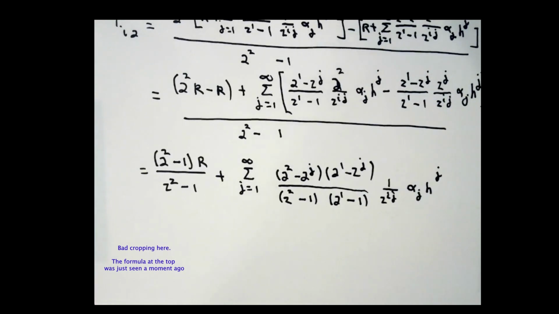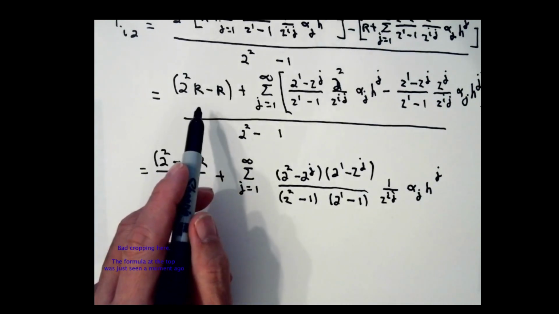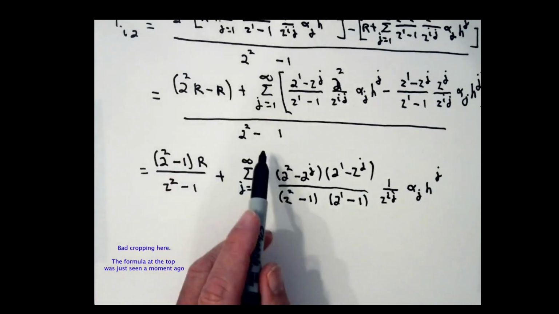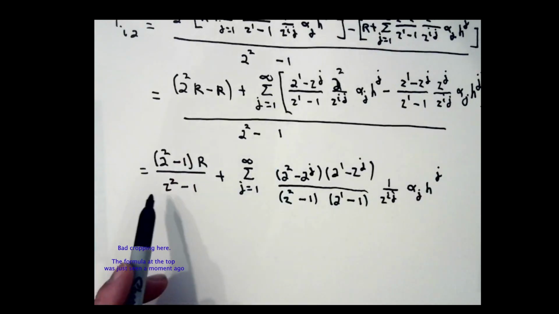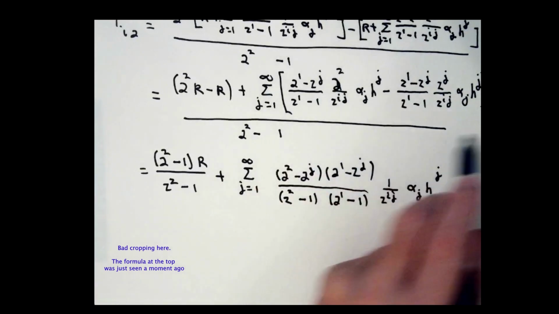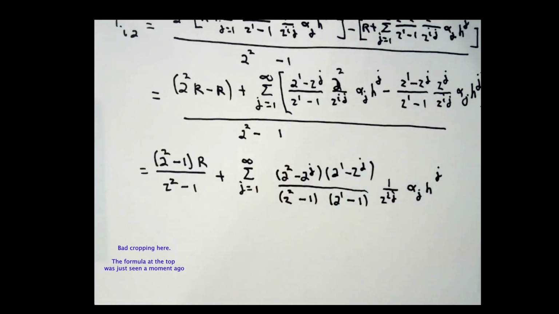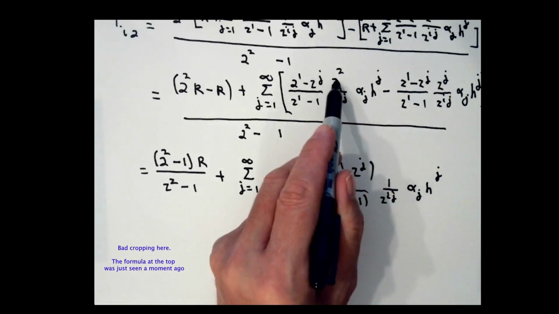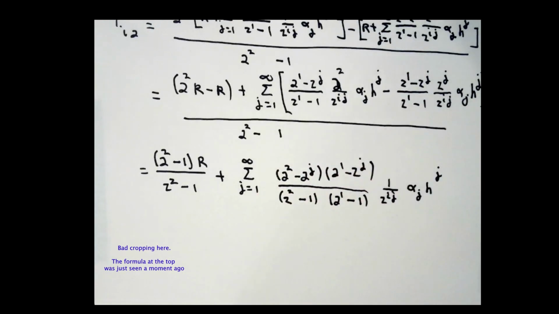As we did before, I'll collect the terms that have r in it over 2 squared minus 1 and write that separately. And then inside the brackets, if I factor out everything that I can factor out, all that's left is going to be 2 squared minus 2 to the j power.